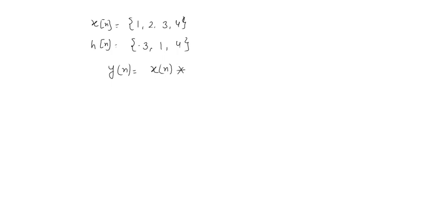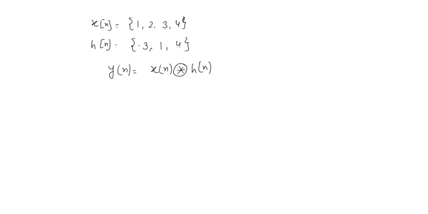For example, let's say x[n] is 1, 2, 3 and 4, and another discrete signal h[n] is -3, let's take 1 and 4. Essentially the idea is that you want to convolve them. So I want y[n], which is the circular convolution with h[n].